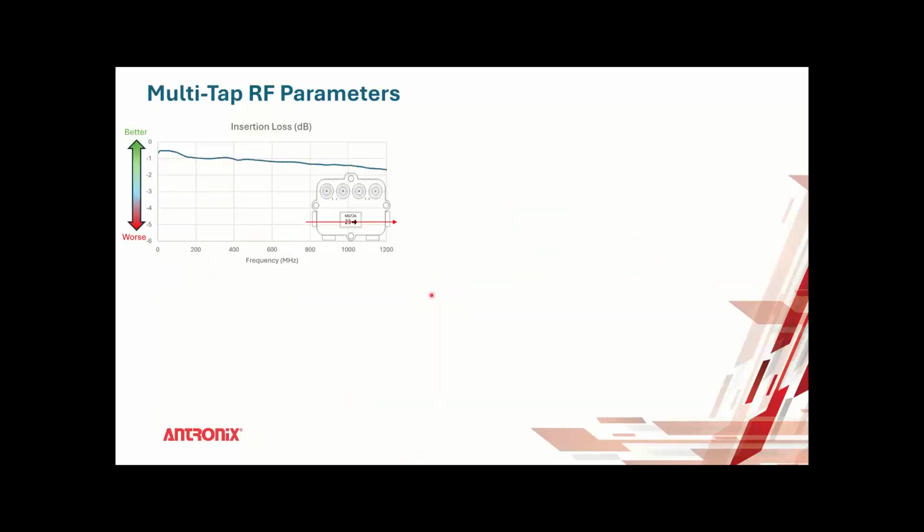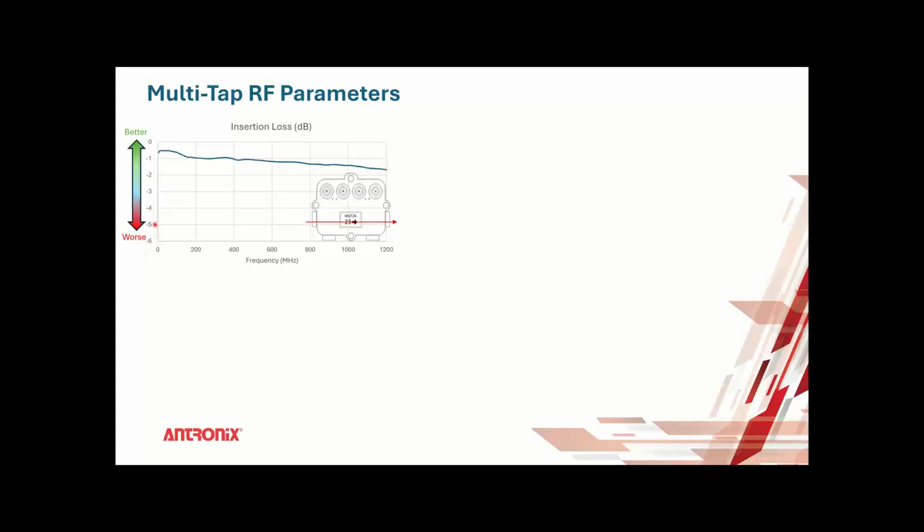So multi-taps have various RF parameters. We mentioned before the insertion loss. That's the signal going from the input to the output of the tap. This is a typical insertion loss plot, and you can see insertion loss varies with frequency. As you go up in frequency, loss is typically higher. Lower in frequency, loss is lower.